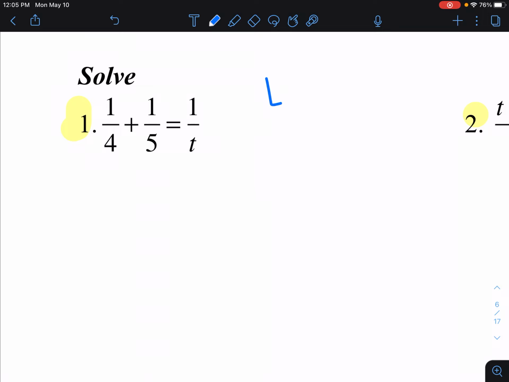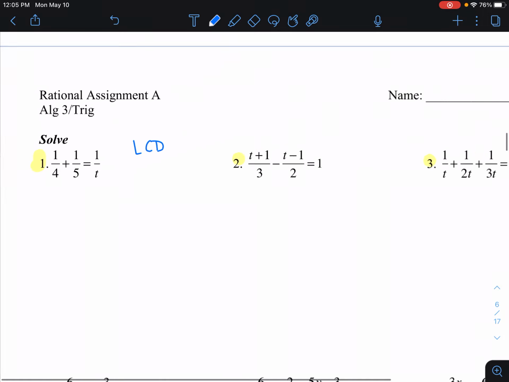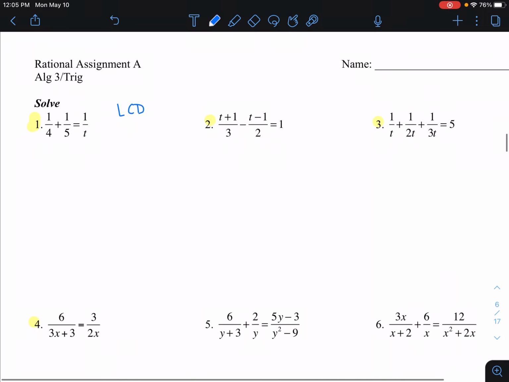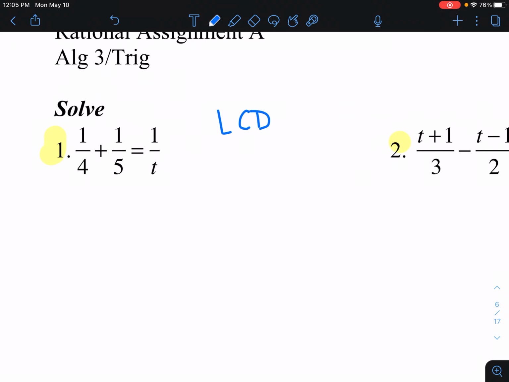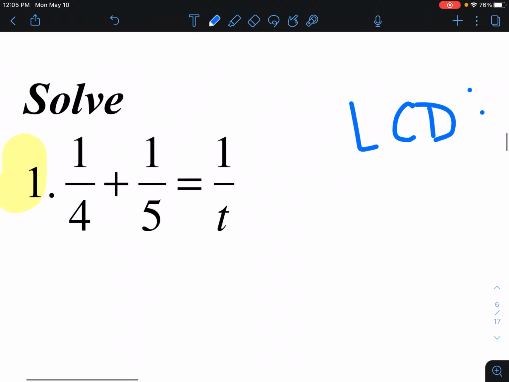So my LCD in number 1 is, again, on the page where it says rational assignment A. The LCD, I've got denominators of 4, 5, and t. So the denominators of 4 and 5 give 20. Think 4 times 5, it's pretty simple. And then make sure that t goes with it. A lot of people don't realize that when you have a variable like t, it has to be included in your LCD. So now we're going to multiply everything by 20t.